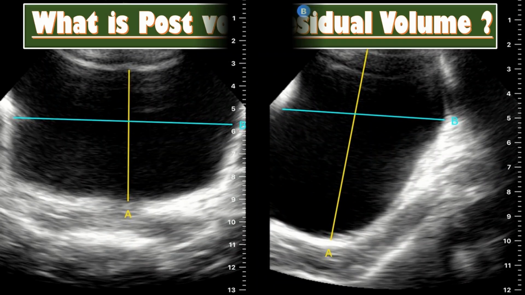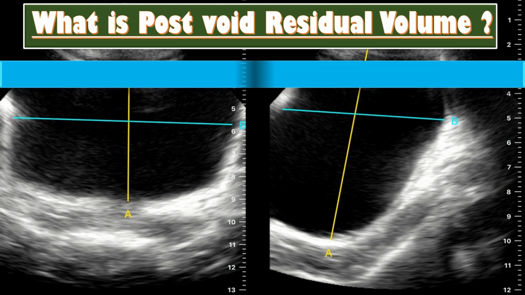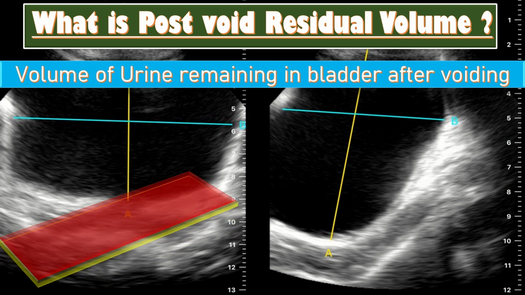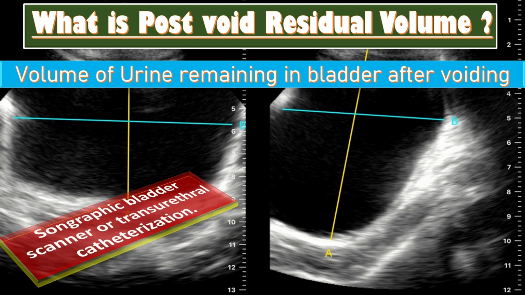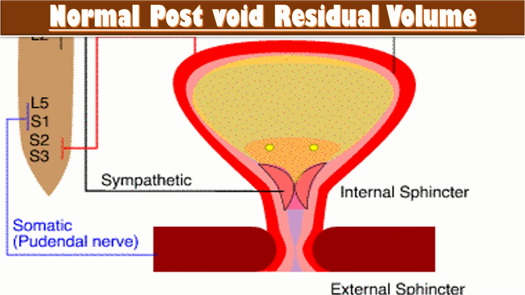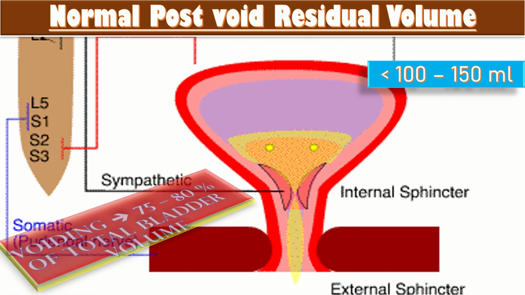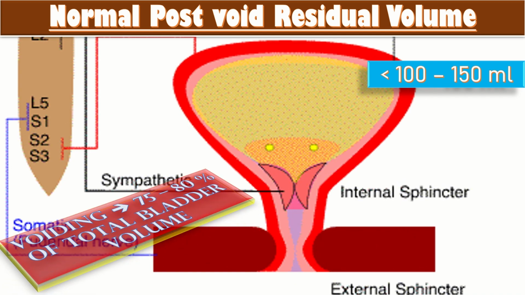What is post-void residual volume? It is the volume of urine remaining in the bladder after completion of voiding. It is measured using a sonographic bladder scanner or transurethral catheterization. The normal post-void residual volume is usually less than 100 to 150 ml. Normal voiding is about 75 to 80% of total bladder volume.